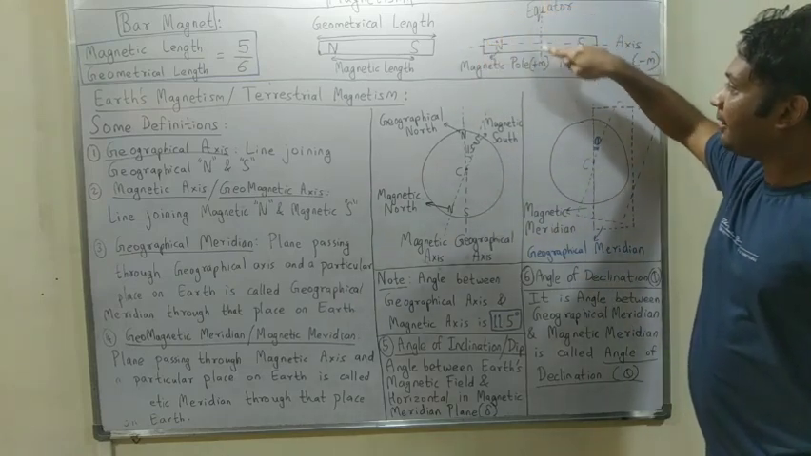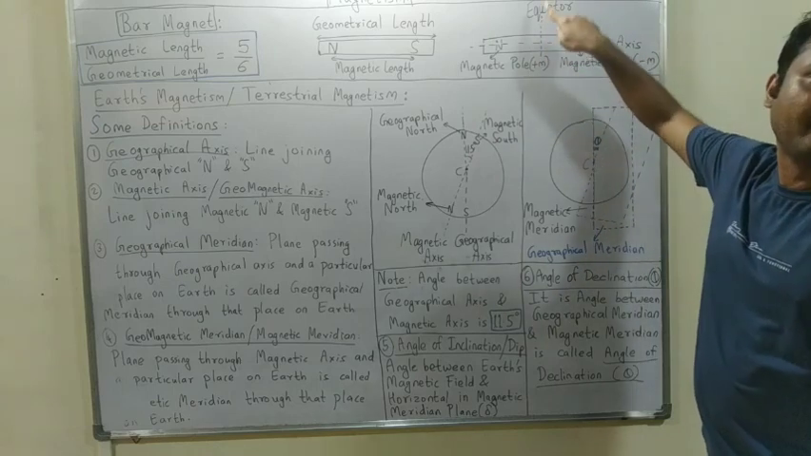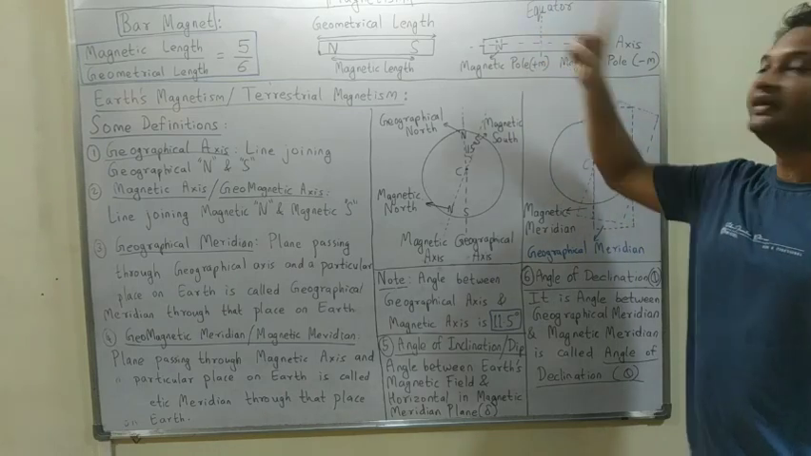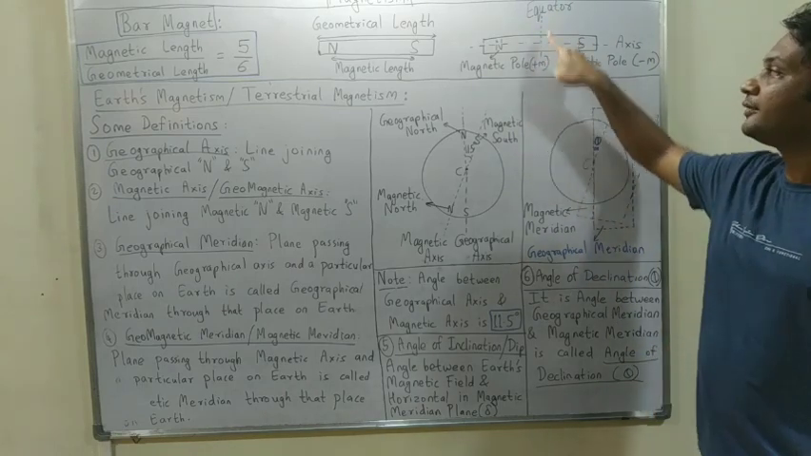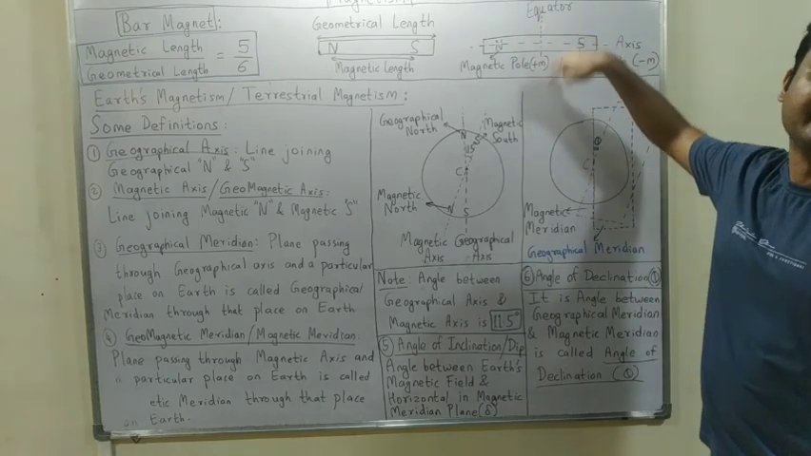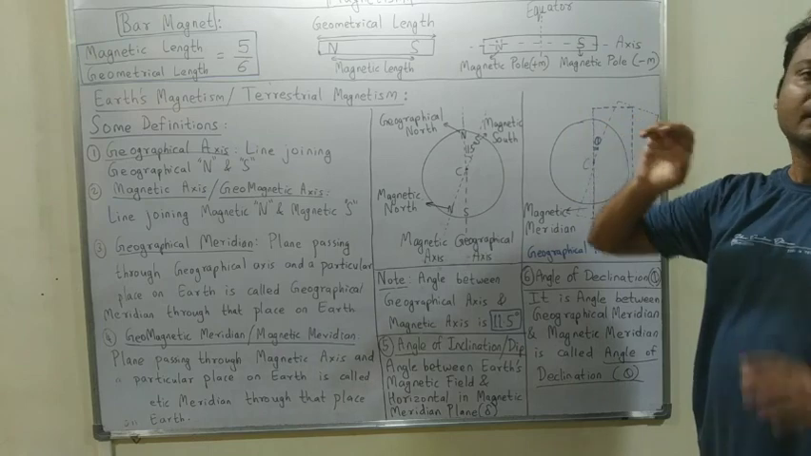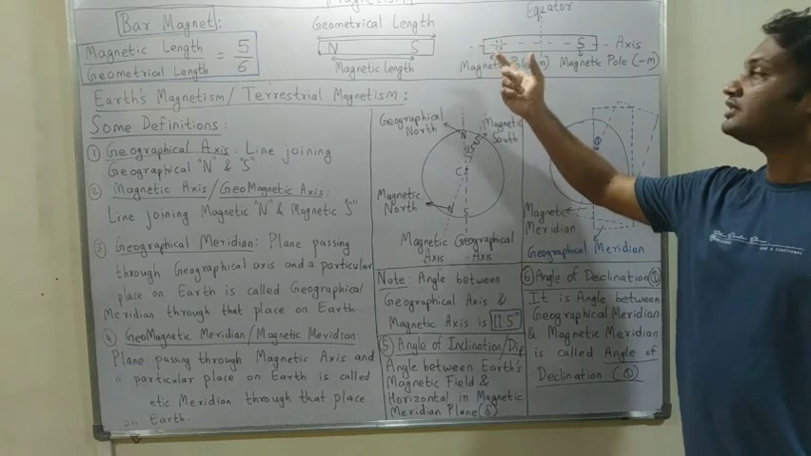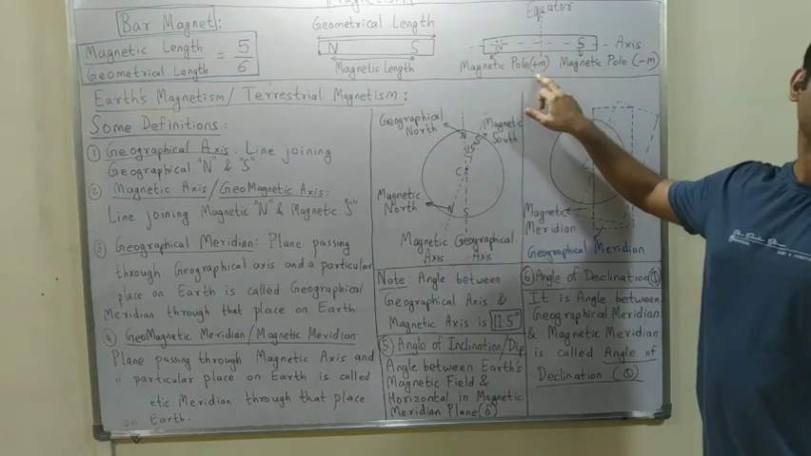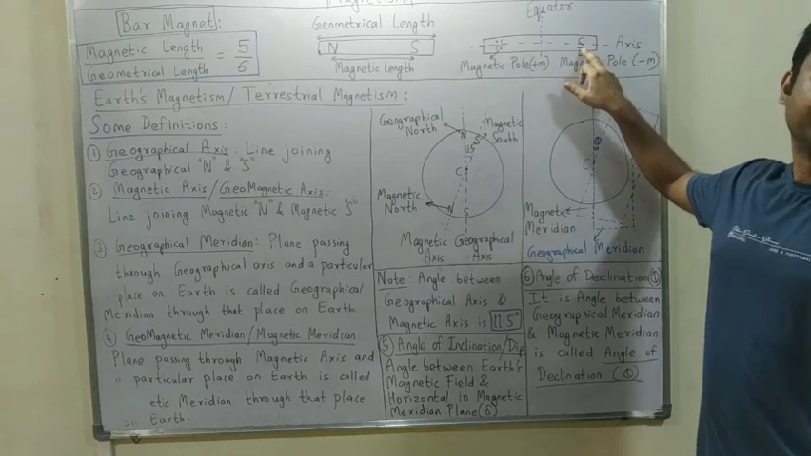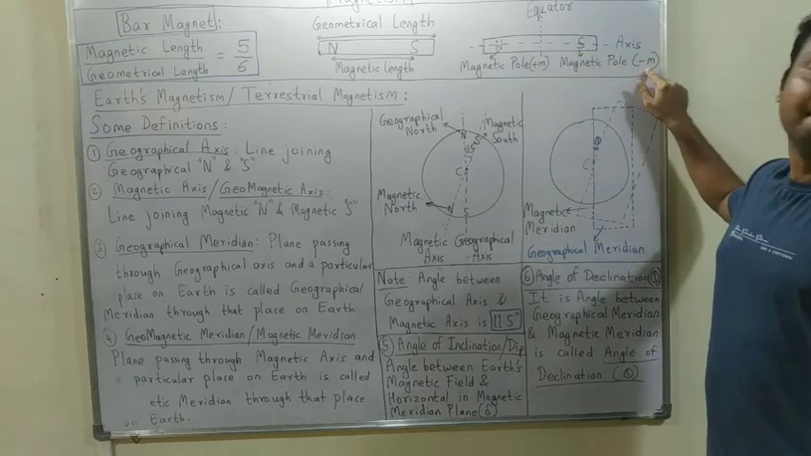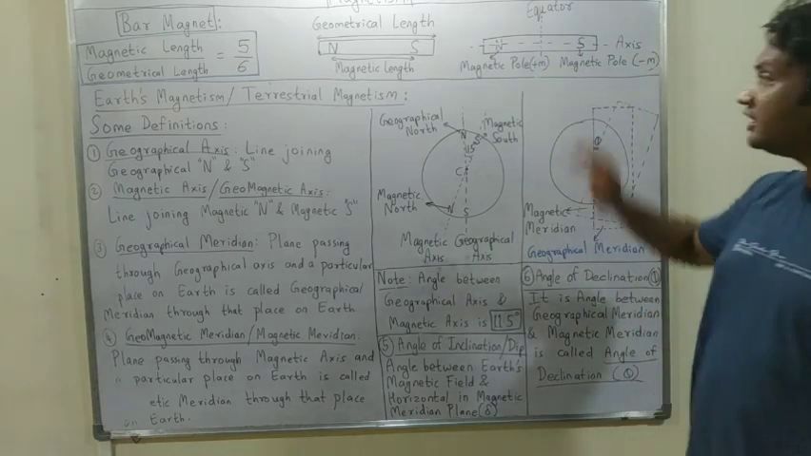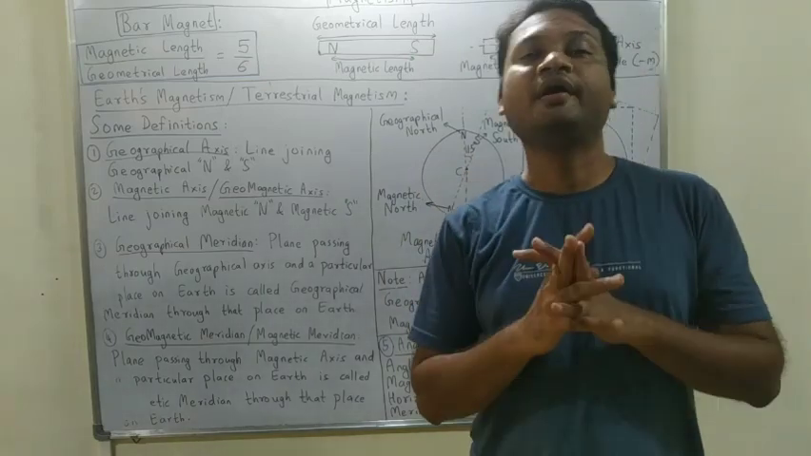Then the line perpendicular to the axis and passing through the midpoint of the magnet is called the equatorial line, the equator of the bar magnet. The equator of the bar magnet is perpendicular to the axis. So these are some definitions which we need to know. North Pole of the magnet is denoted by magnetic pole plus m. South Pole of the magnet is denoted by magnetic pole minus m. So these are some things for a bar magnet which we should remember.